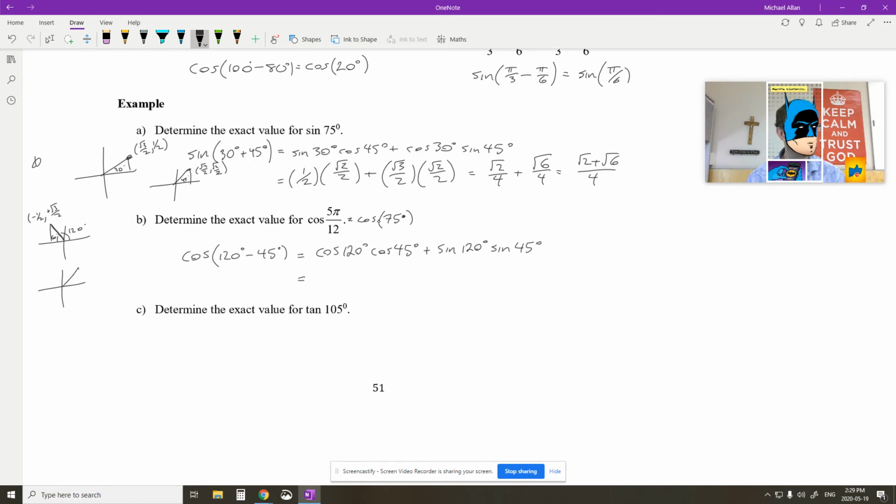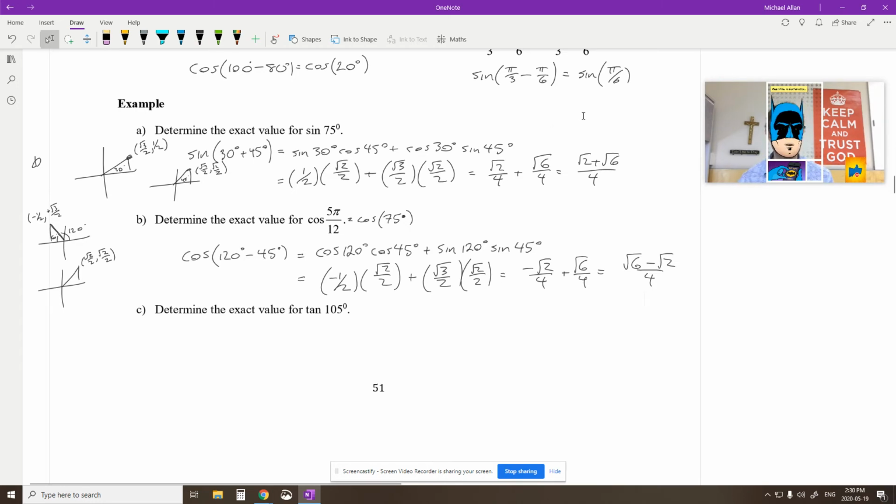And 45, which we already know is in this quadrant, is √2/2, or 2/2, or 1/√2 if we want to. It's up to you. Okay, cos is my x value, so it's going to be -1/2, √2/2. Sine is my y value, √3/2, √2/2. Okay, simplifying this down, I got -√2/4 plus √6/4. So this ends up being (√6 minus √2)/4. I just switched the order so we had the positive first. You could have left it -√2 plus √6.